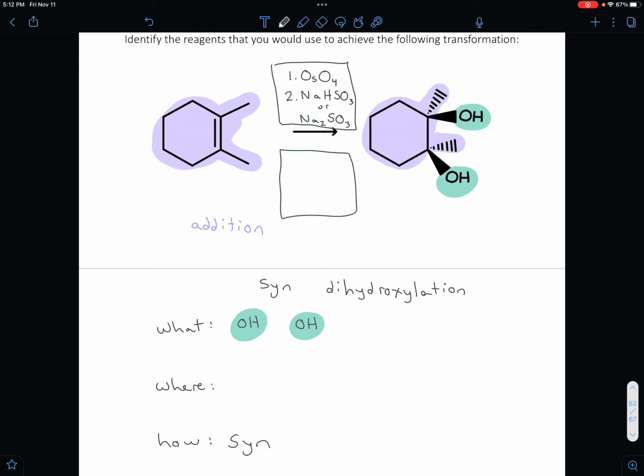And then a separate possible answer, another completely different way you could accomplish this same transformation, is if you used potassium permanganate in sodium hydroxide at 0 degrees Celsius. So both of those are two separate possible ways that you could make this syn dihydroxylation.